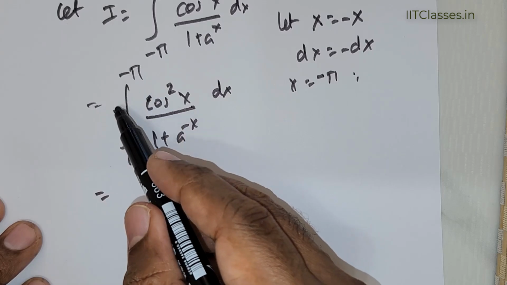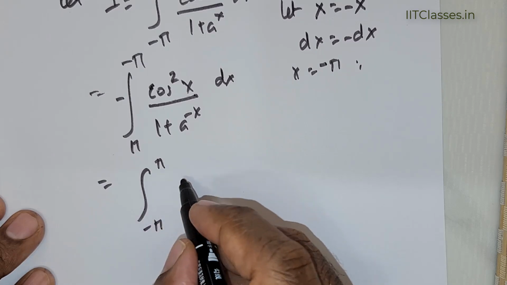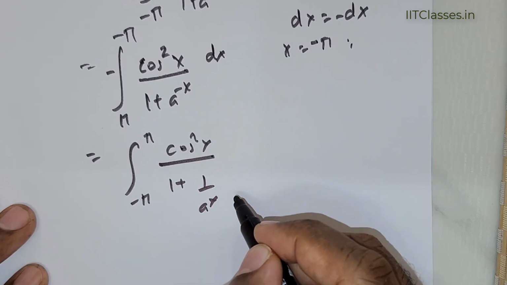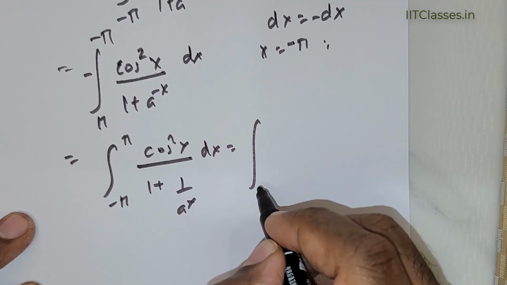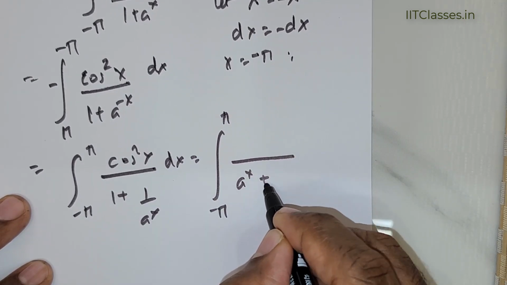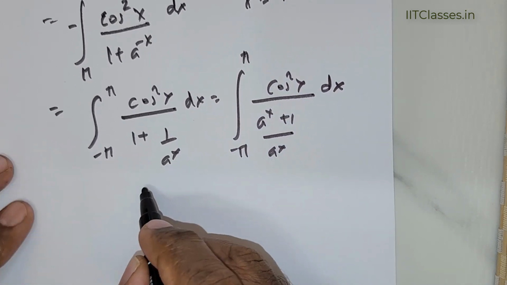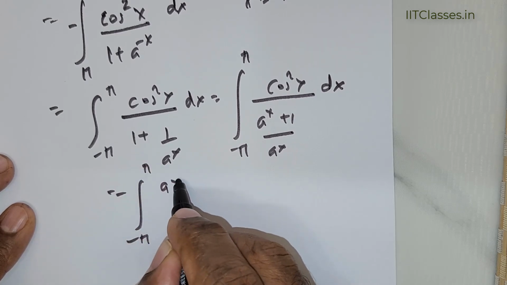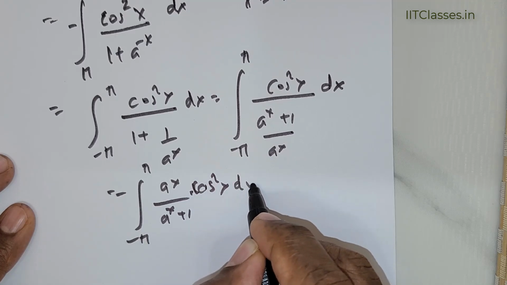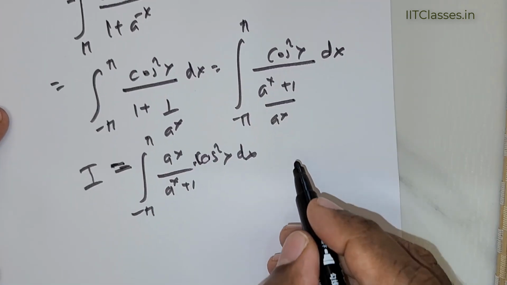Now I can revert the integrals. So this is going to be negative pi to pi, and cos squared x over a raised to the power of negative x is rewritten as 1 over a raised to the power of x times dx. So this is negative pi to pi, and I can take the LCM, and I have a raised to the power of x and cos squared x dx. I flip this, I get negative pi to pi a raised to the power of x over a raised to the power of x plus 1 times cos squared x times dx. So this is nothing but I. Now in 1 I have got this, in 2 I have got this.